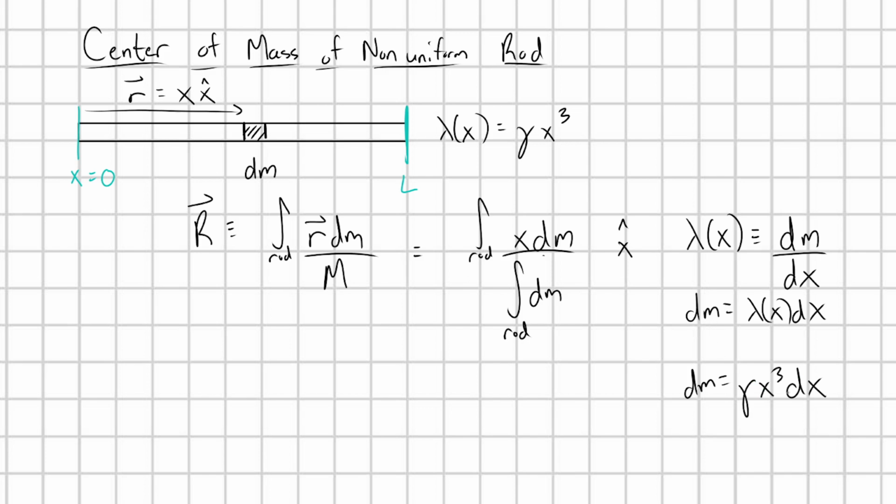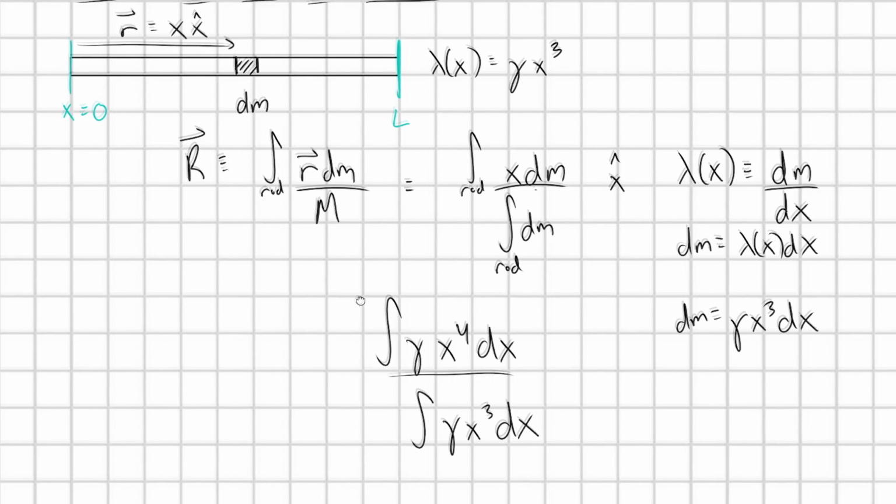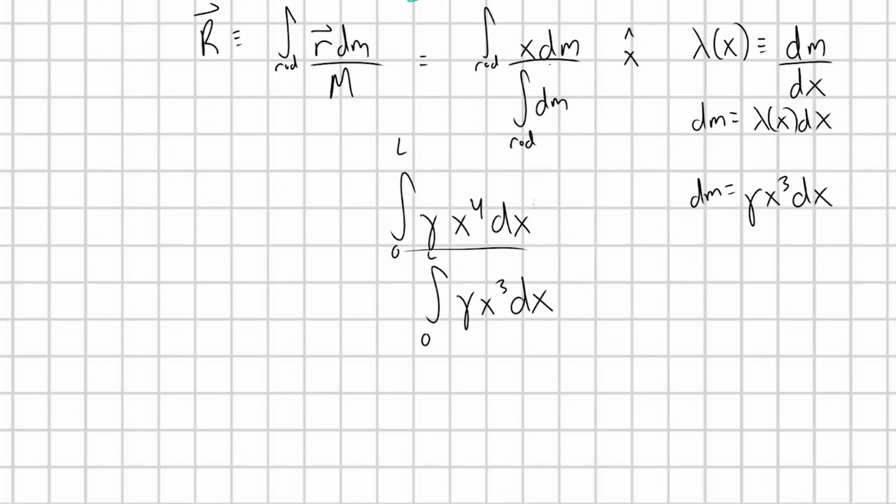And now we just have to substitute this in for our dm's. So let's go ahead and do just that. So I have the integral of gamma x to the fourth dx over the integral of gamma x cubed dx. And where are each of these integrals going to range from? Well, our rod has a length L, right? So it's going to range from x equals 0, and then all the way to the end of the rod, L. Beautiful. And of course, this is all in the x hat direction.